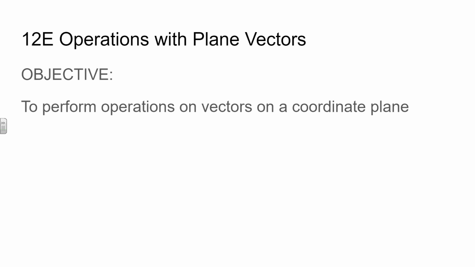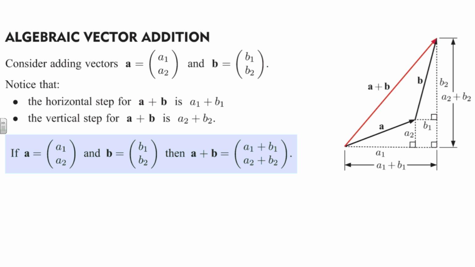This section we're going to take a look at 12E, operations with plane vectors. Operations, just think like mathematical operations, arithmetic. So adding and subtracting and also multiplying, but a special kind of multiplying is what we're going to do with these vectors here today. And the rules are pretty simple.